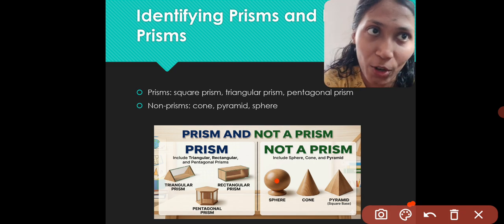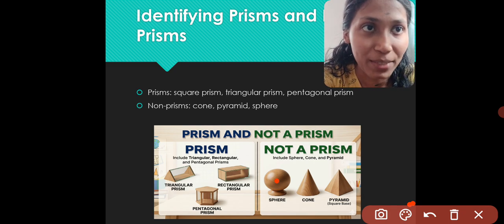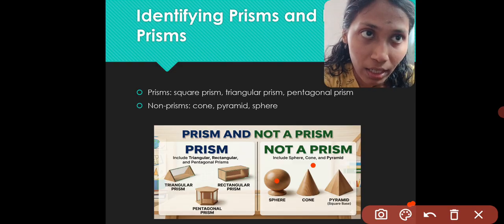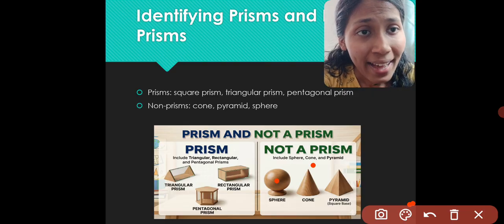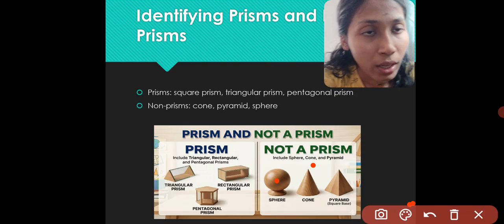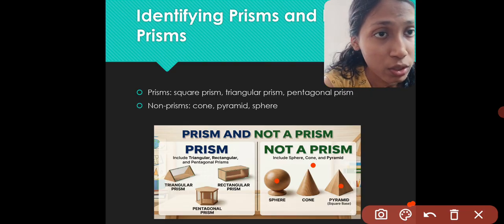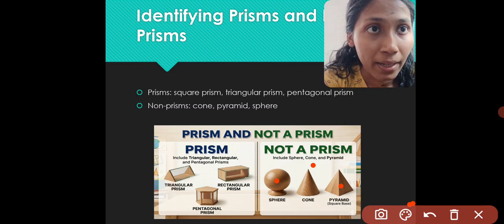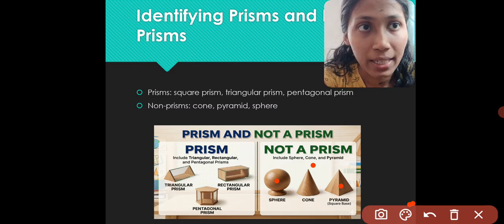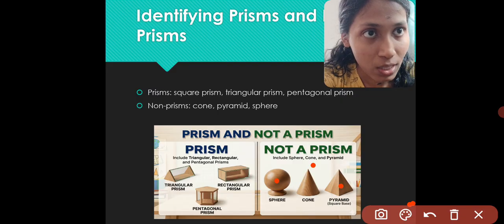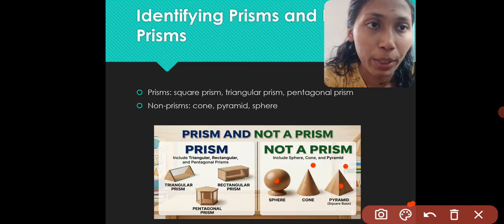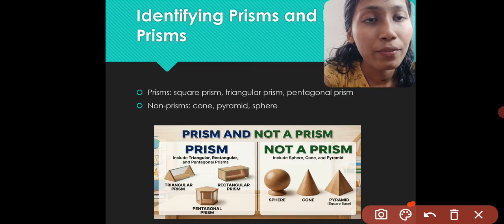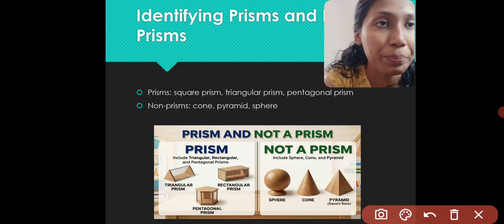The second one is a cone. We are familiar with cones. You like cone ice creams, right? The base is like a circle, and there's a pointed edge at the top. This is not a prism. Now look at the third one. It is a pyramid. You have heard about the Egyptian pyramid, right? The base is a square and there's a pointed top. This is not a prism. So we have found examples of prisms and not prisms.